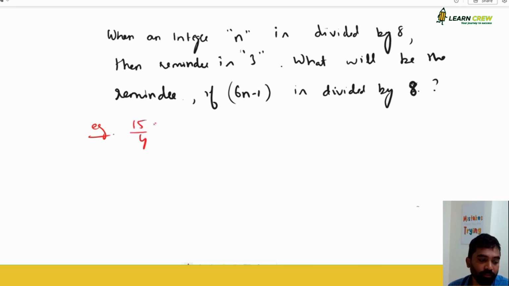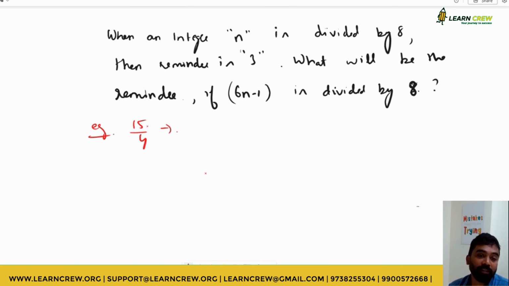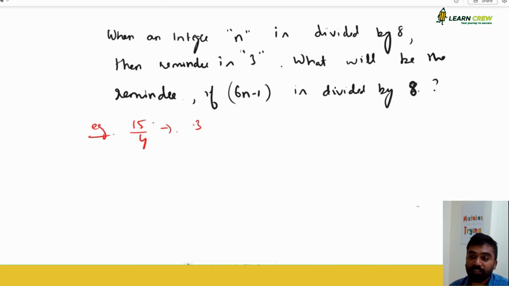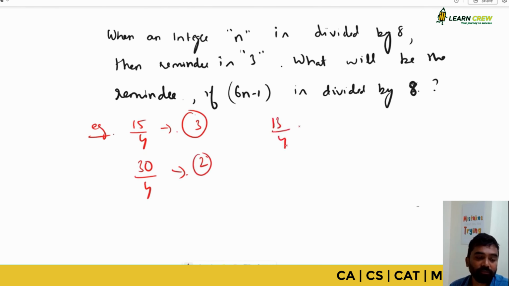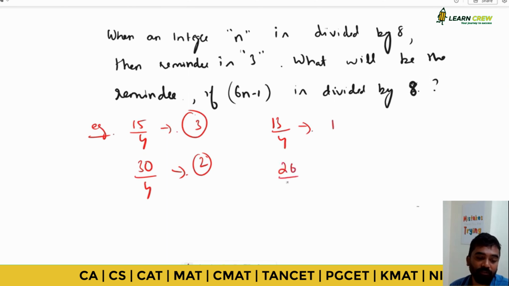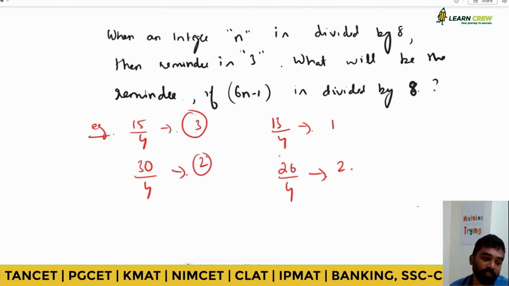What is 15 by 4? Remainder: 4 threes are 12, remainder is 3. What is 30 by 4? Remainder is 2. What is 13 by 4? Remainder is 1. What is 26 by 4? Remainder is 2. Now, what is happening over here?